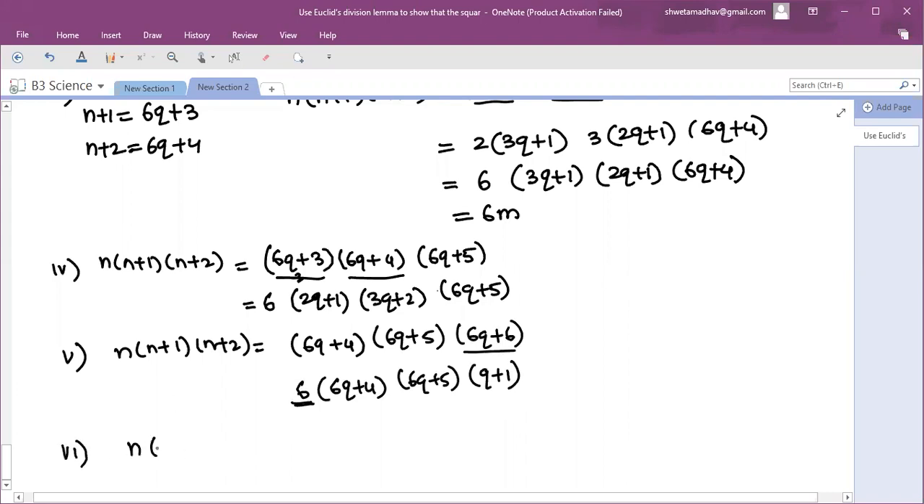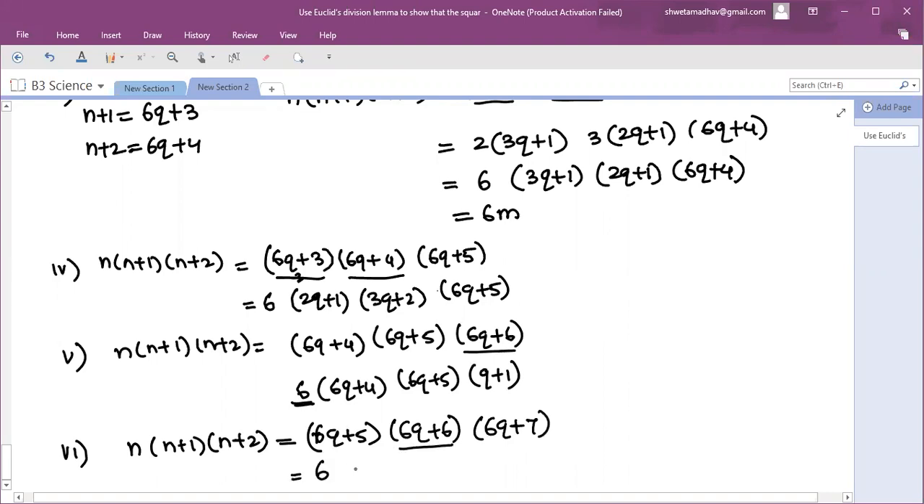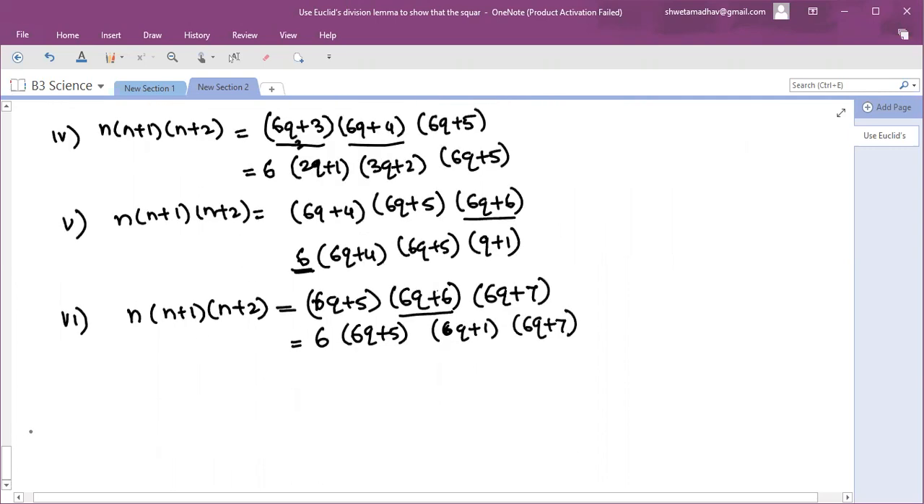Finally, 6th case, n into bracket n plus 1, n plus 2. That is equal to 6q plus 5. Next term is 6q plus 6. Third term is 6q plus 7. So from middle term we can take 6 common. So 6 into bracket 6q plus 5, it is q plus 1 and 6q plus 7. So it is also a multiple of 6. So therefore product is divisible by 6. Clear?